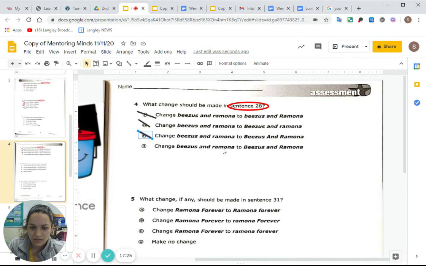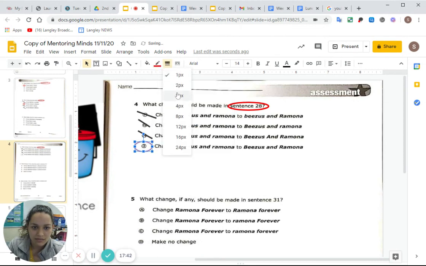So the only other one we have left here is J. Change Beezus and Ramona with lowercase letters to Beezus with a capital B and Ramona with a capital R. Should we do that one? Yes, we should. It's the specific name of that statue or that book series. So that is a change that we should make. You got to be really careful with these guys.